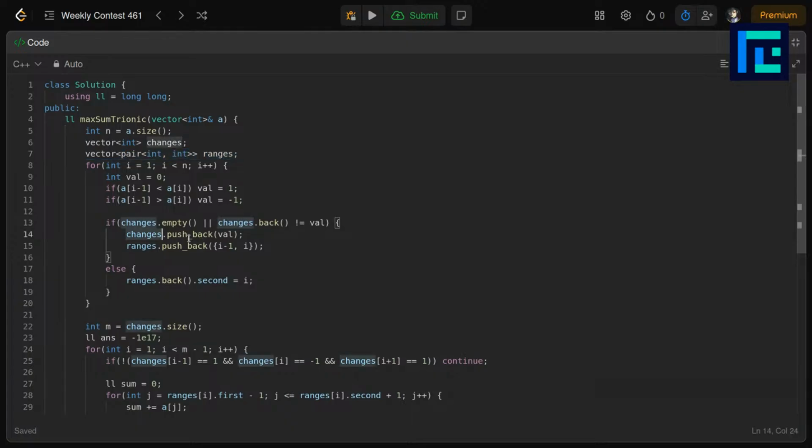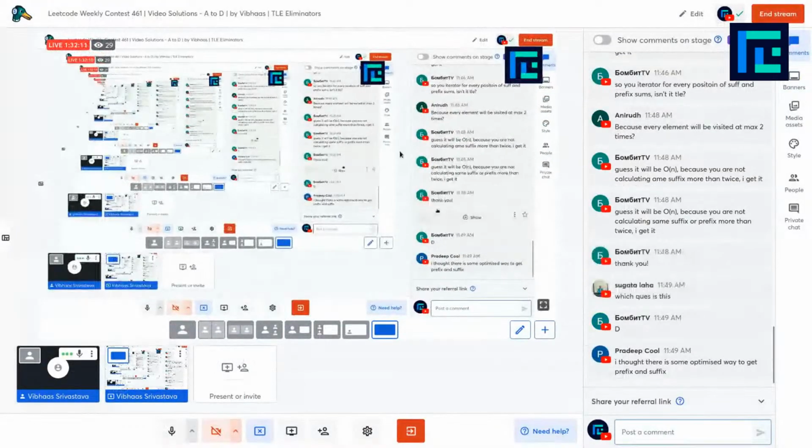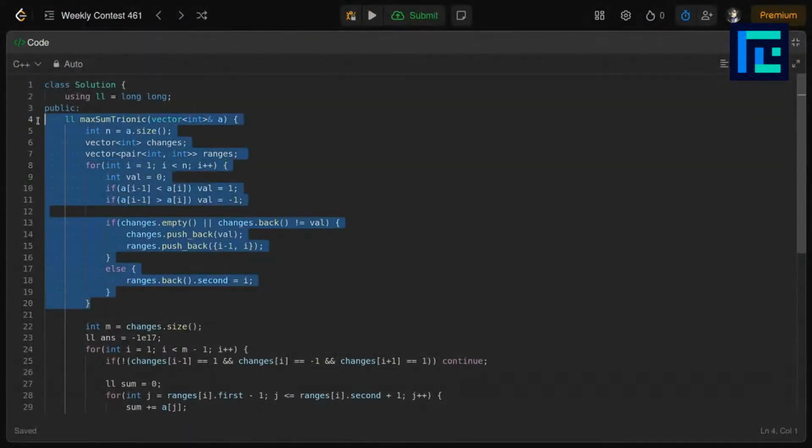That's just a helper type of thing. And this can be done simply. While we are calculating the changes value, while we're pushing back, we can simply push back the range i minus 1, i. That means these two elements are decreasing. If the value is the same, we just need to increase the R value by 1. So basically we can just say ranges dot back dot second equals i. That way we're calculating not only the change element, we're also calculating the range of each of them. Okay, so that's how to implement this. Obviously, you can do it in other ways as well. This is the way I did it.